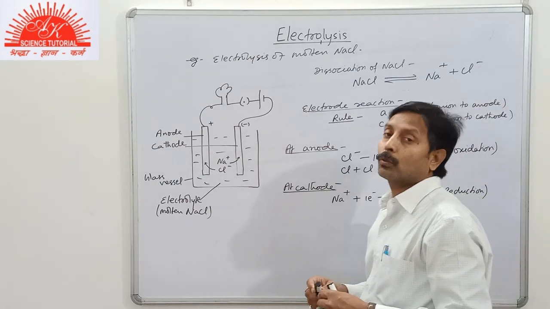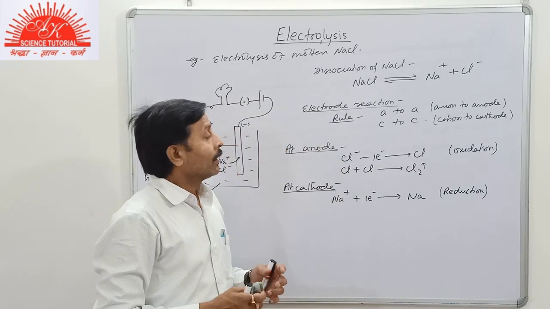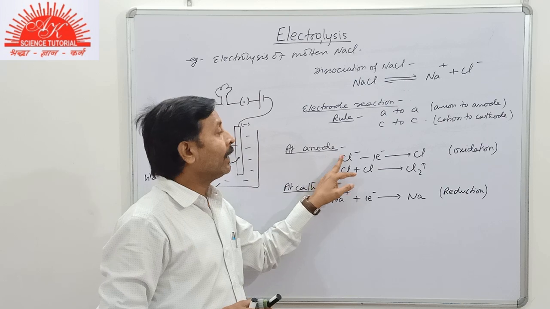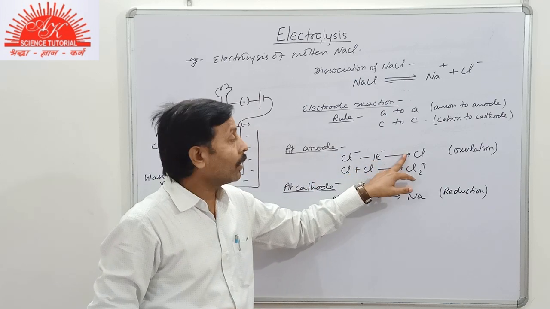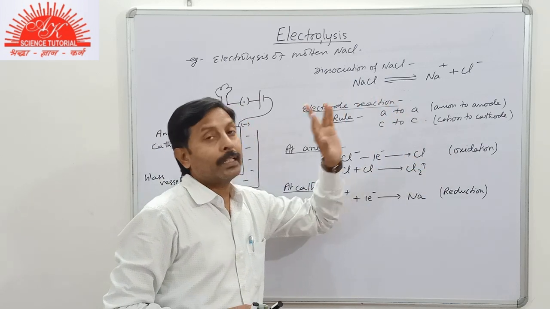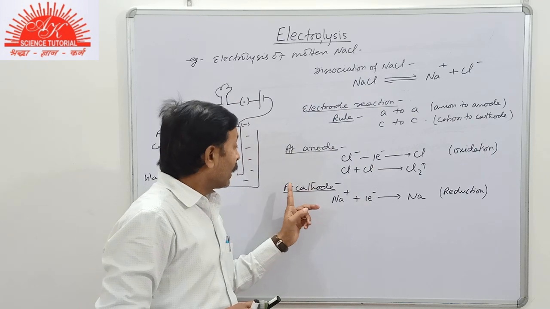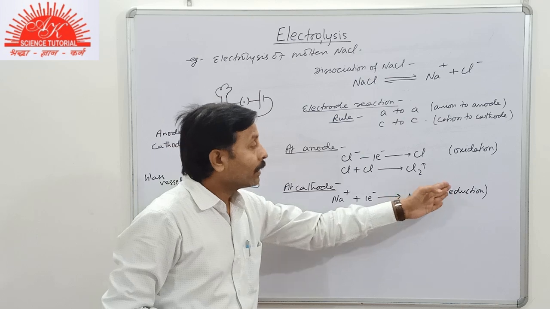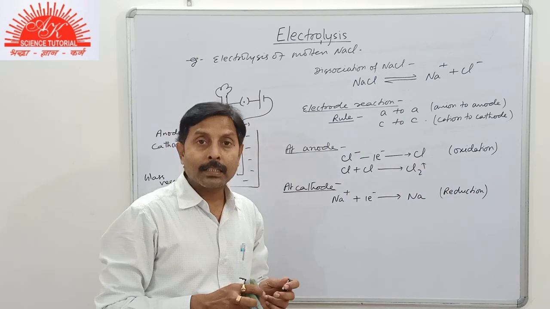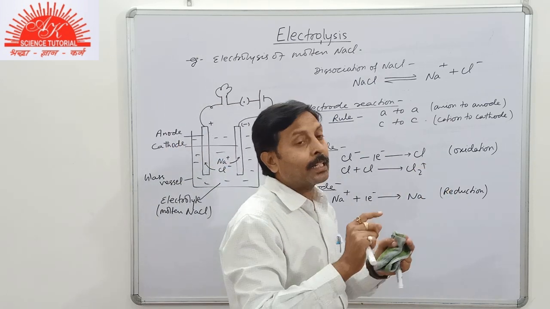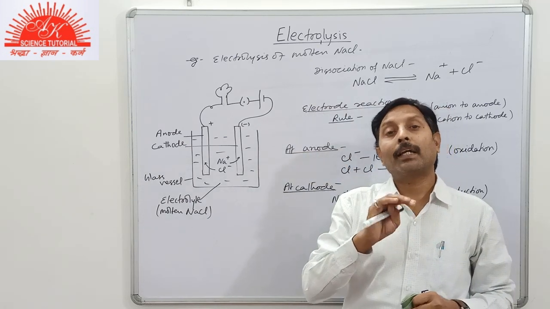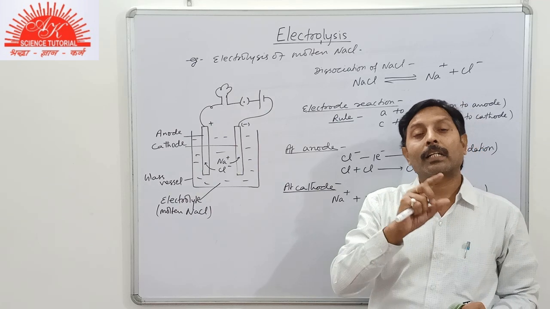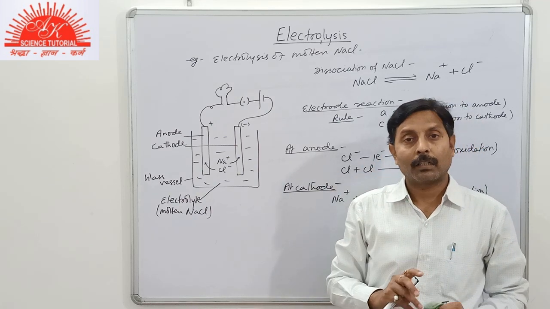So what do you see here, students? That is, during electrolysis at anode, anions lose electrons to become neutral. This is oxidation. And at cathode, cations gain electrons to become neutral. This is reduction. Since oxidation and reduction take place simultaneously, therefore electrolysis is a redox reaction. Clear, students?